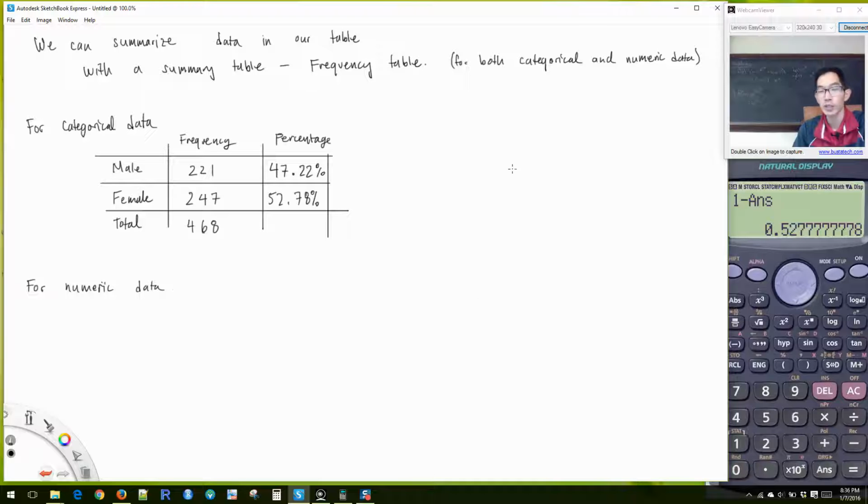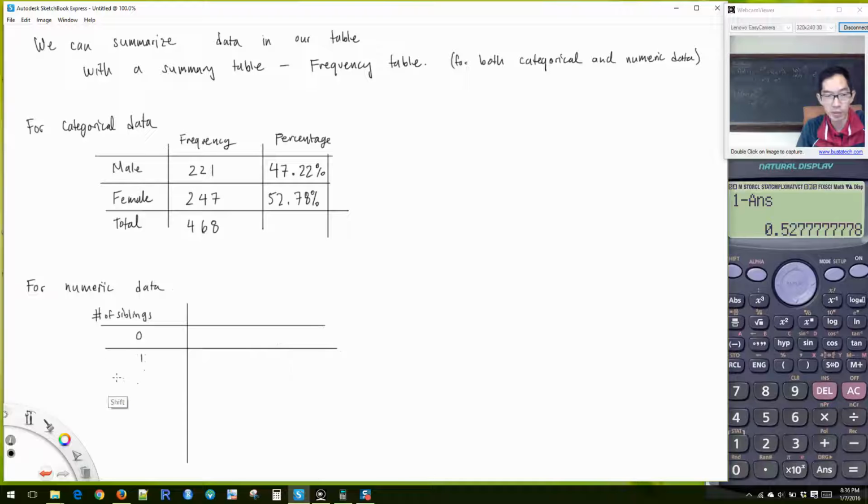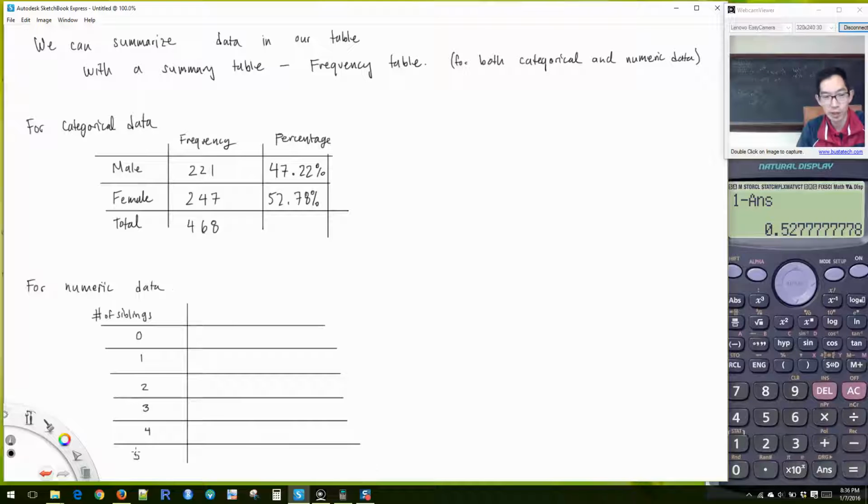All right, and so you can imagine the big table again, and here we can have a number of siblings. And we would list off the numbers 0, 1, 2, 3, 4, and then maybe I will just do 5 plus. Okay, so if you have 5 or more siblings, you'll just kind of get grouped in.